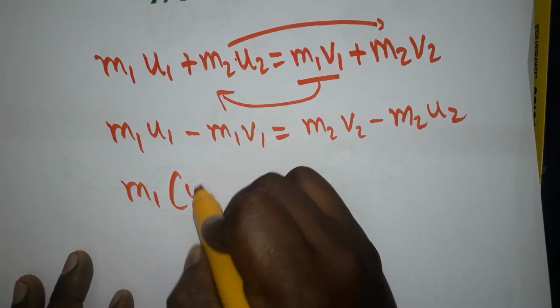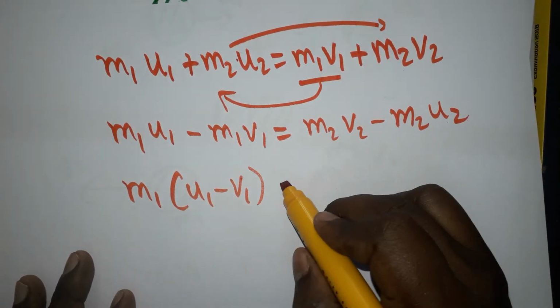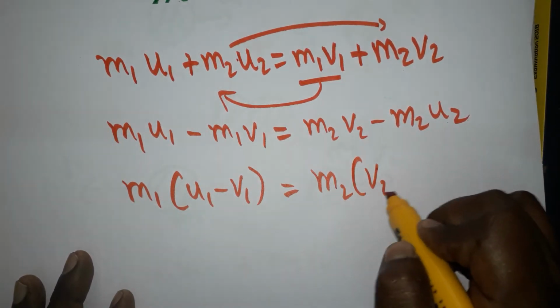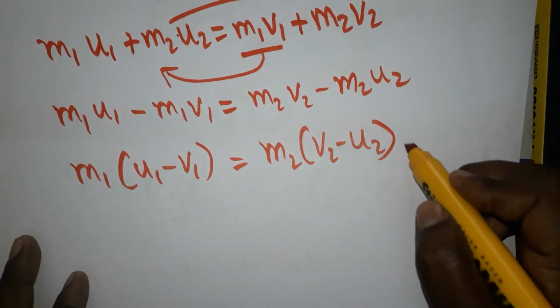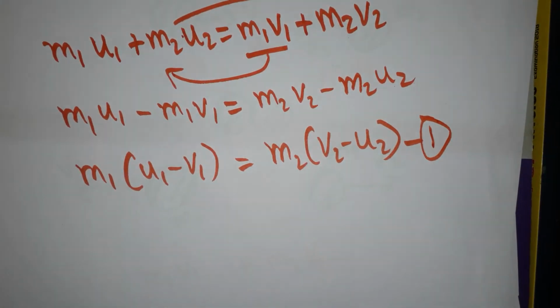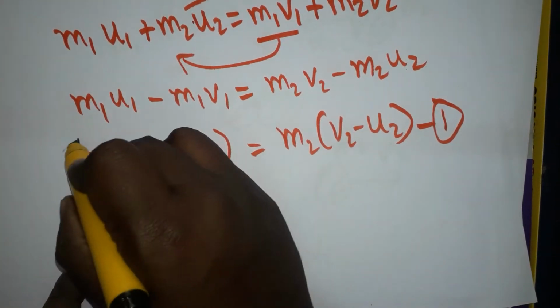Taking m1 common, u1 minus v1. Here m2 is common, v2 minus u2. So I got equation 1. This is the equation 1 that I am going to use in many places. The same equation we are going to use to find the v1 and v2 velocities. It's a very important equation.